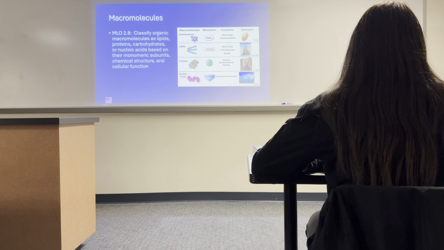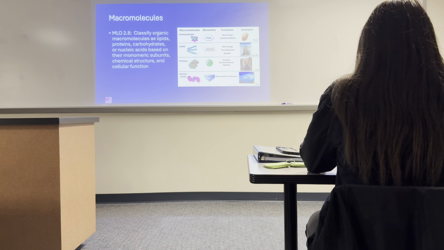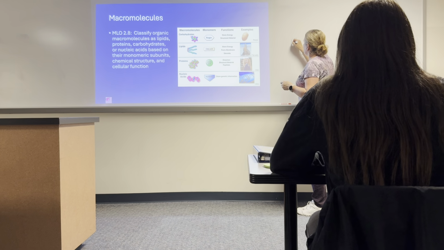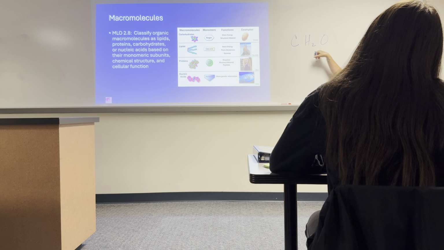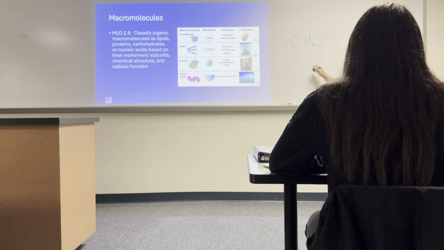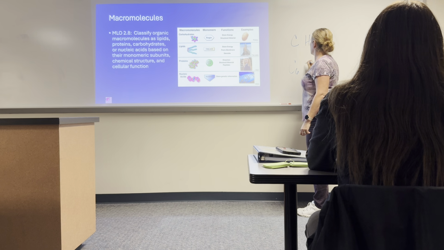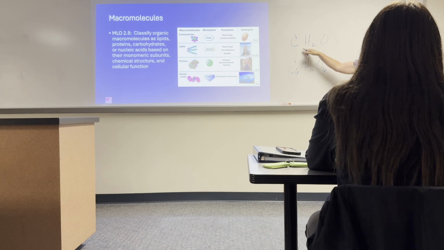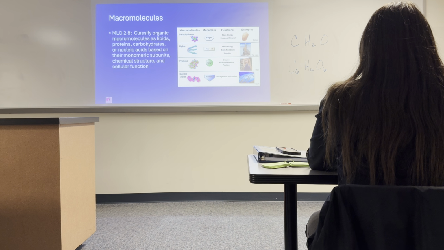Carbohydrates are generally under a molecular formula of CH2O, some sort of combination of this. So for instance, the sugar glucose would be C6H12O6. So you see that combination: for every carbon you have 2 hydrogen and 1 oxygen. That's a pretty common formula for your carbohydrates.